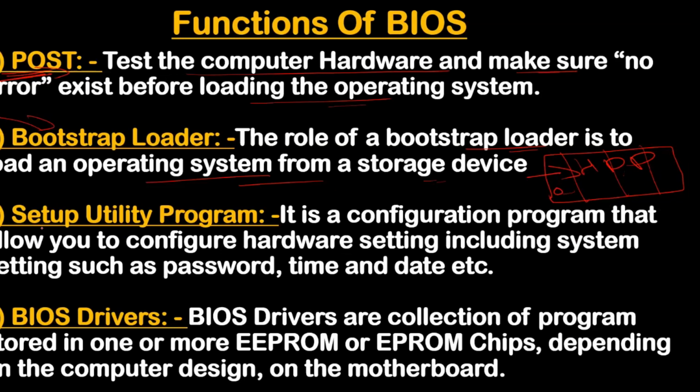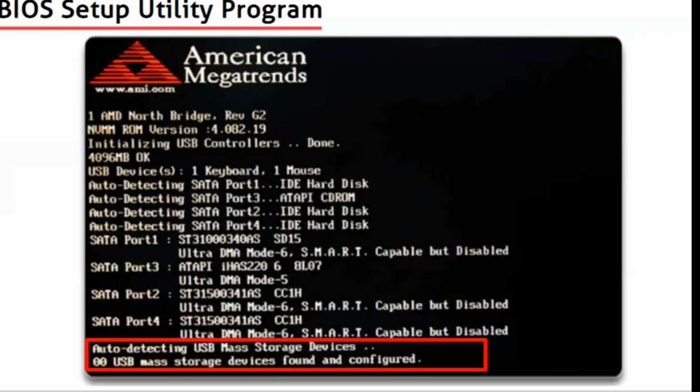Next is the setup utility program. The setup utility program is a configuration program that allows you to configure hardware settings, including system settings such as password, time, and date. If I show you, this is the BIOS setup utility program. Here you can view all the settings available.